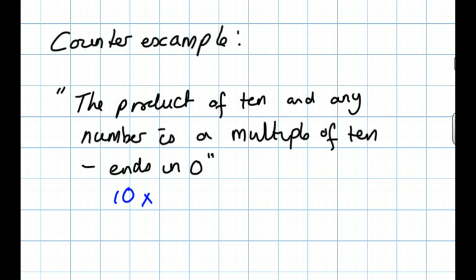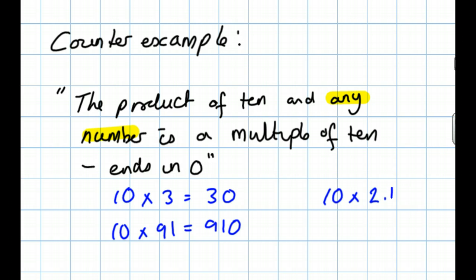Now let's think of some examples that prove that. Yeah, 10 times 3 is 30. 10 times 91 is 910. But the counterexample hinges on us spotting that they said any number, not any integer. What about 10 times 2.1? Well, that's 21, and 21's not a multiple of 10, doesn't end in 0. So, to disprove an assertion, we just need one counterexample.